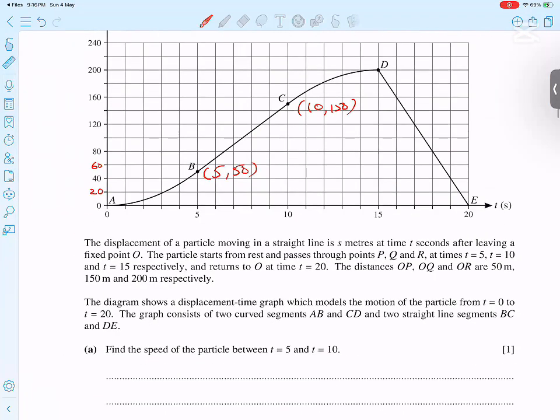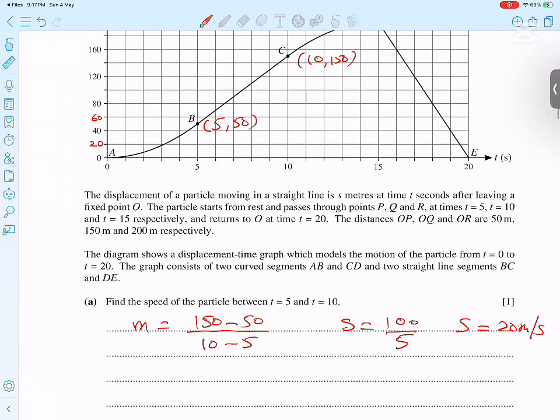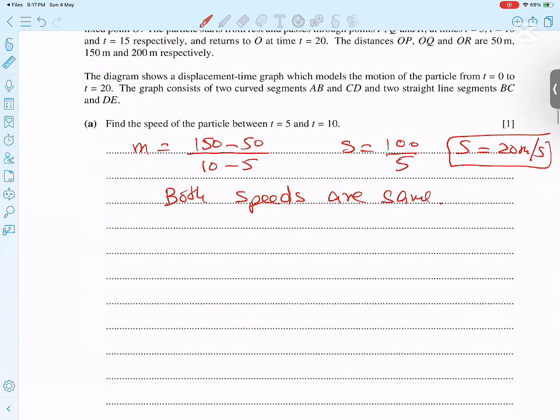Okay, student, now I'm going to find the gradient. What is the gradient formula? y2 minus y1 over x2 minus x1. It will give us the speed. So speed becomes 100 by 5. So we got a speed of 20 meters per second. Not just at A, at 5 and 10 both speeds are the same. So it means we got a speed of 20. Let's go for the next part.